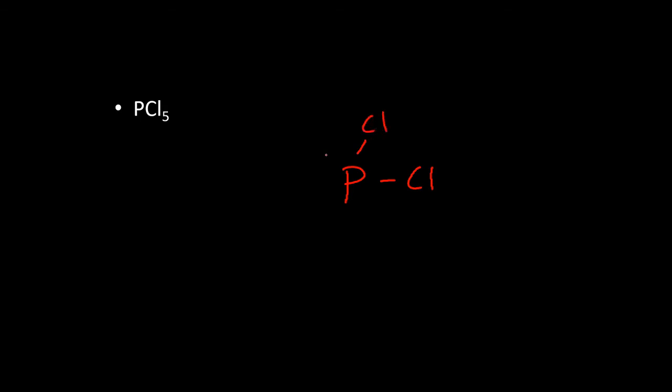Alright. So we have our phosphorus in the middle of our molecule. We have all 5 of the chlorines attached to it. So already it is breaking the octet rule. If we count up our valence electrons, we have 5 plus 5 times 7. It's going to give us 26 electrons.